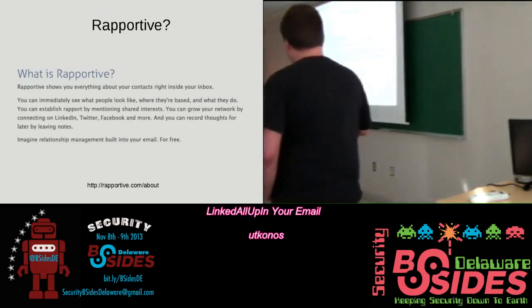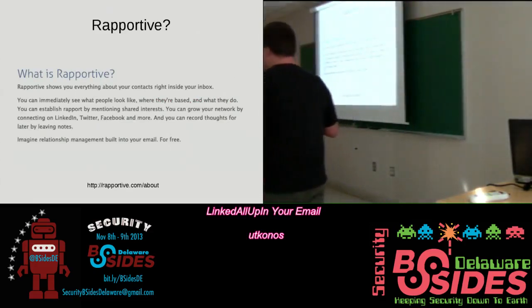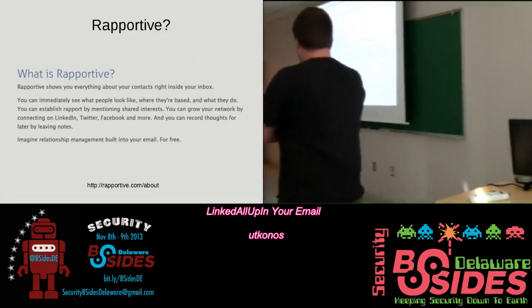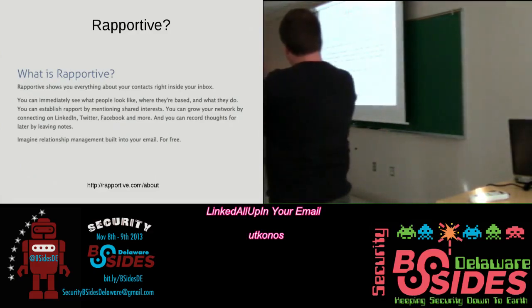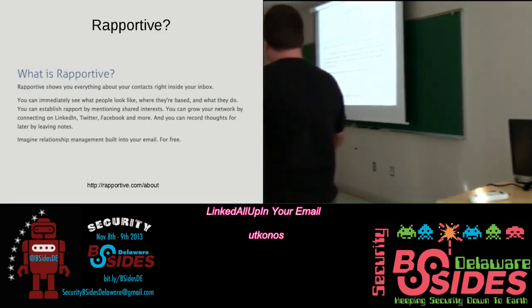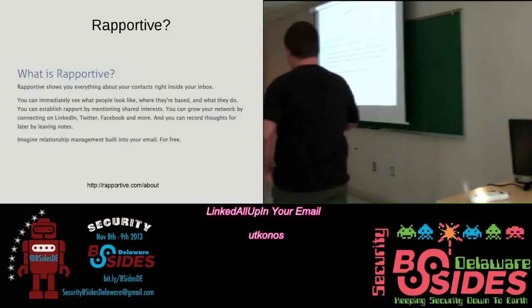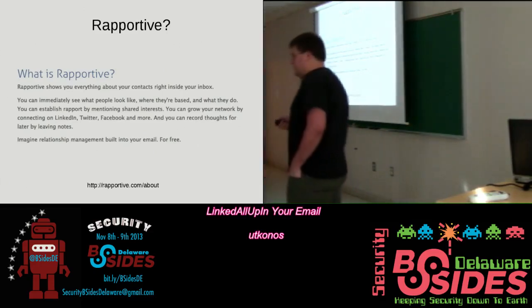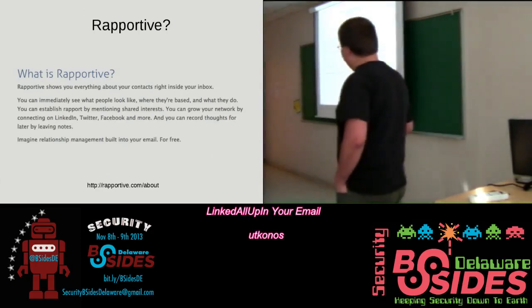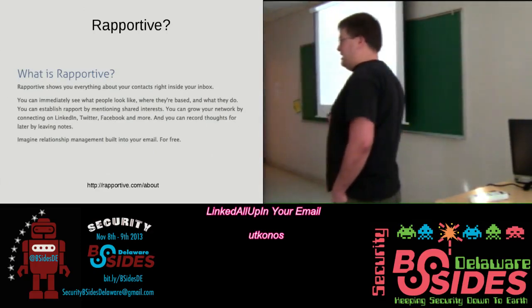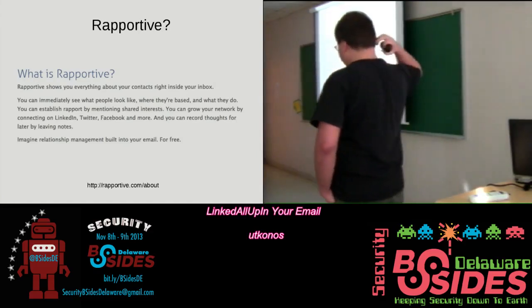Rapportive shows you everything about your contacts right inside your inbox. You can immediately see what people like, where they're based, and what they do. You can establish rapport by mentioning shared interests. You can grow your network by connecting, et cetera. Imagine relationship management built into your email for free. So I was interested in what they do, and they've got some screenshots of what they have been up to in the past.